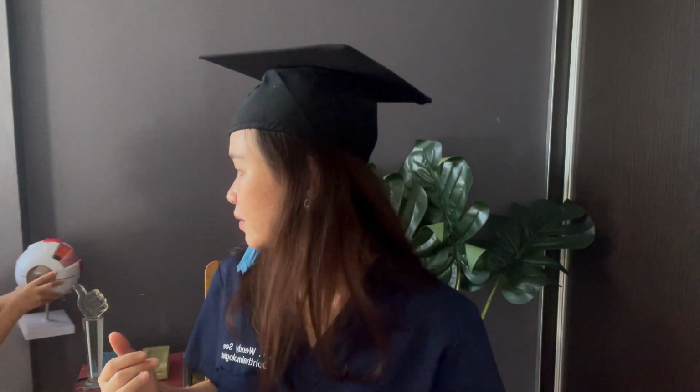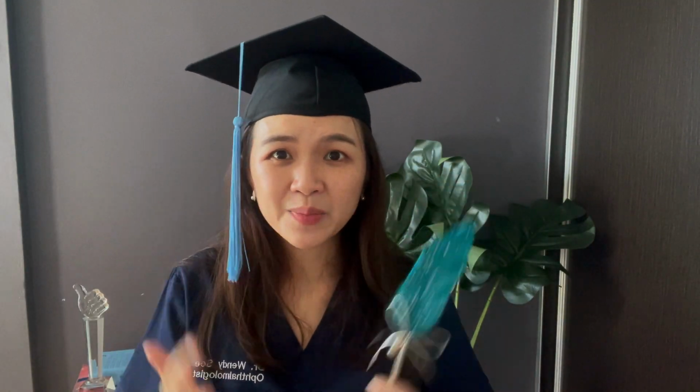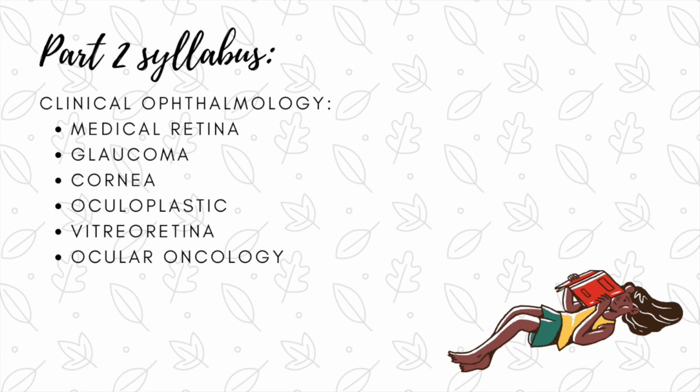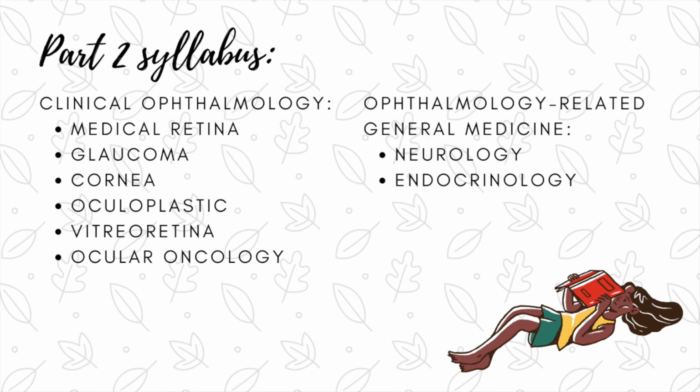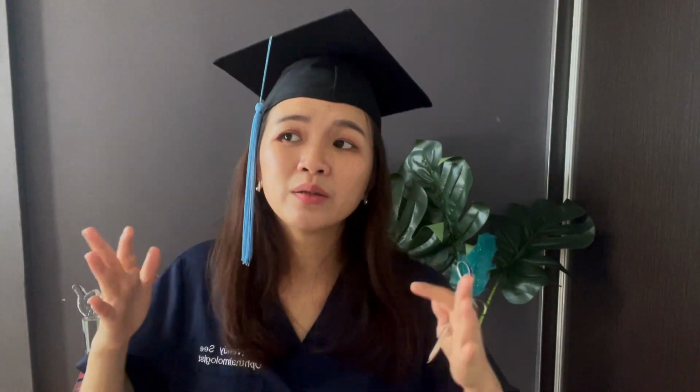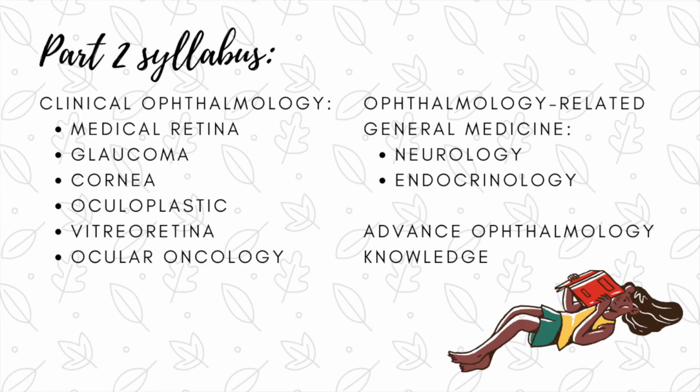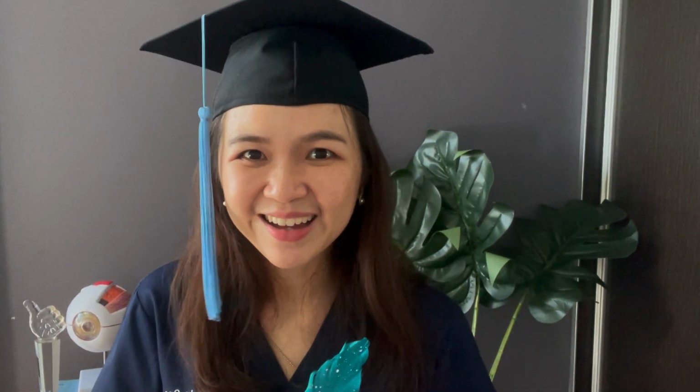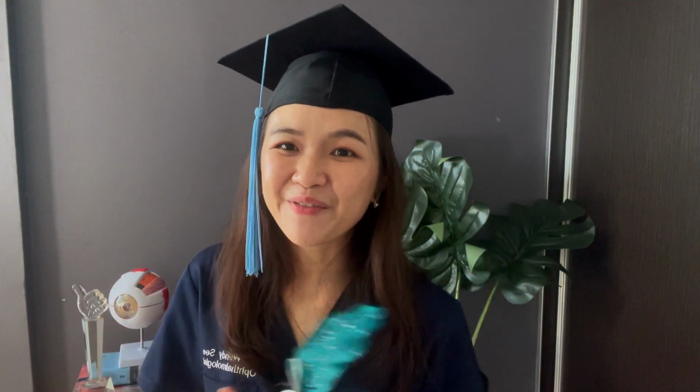So for the part 2 syllabus, you are expected to cover clinical ophthalmology, medical retina, glaucoma, cornea, oculoplastic, vitreoretina, ocular oncology, just to name a few. And you are expected to know ophthalmology-related general medicine and neurology, which is why all of us are expected to do our elective medical posting, and you are expected to know some advanced clinical ophthalmology materials as well. If you read more and you attend more conferences, this is a year to shine. And if you have passed your part 2, you have come to the part 3.